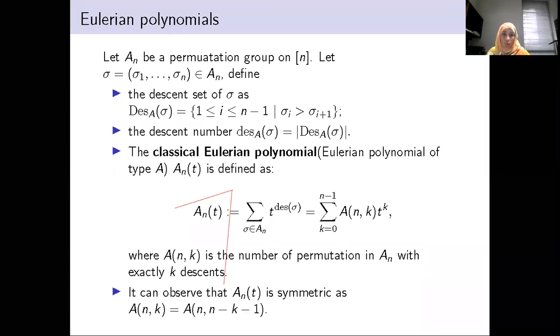And then one can notice that A n is always symmetric because of this relation. When you have a permutation with descent k, then you can take another permutation, which is n plus 1 minus sigma i. You get another permutation, and that permutation has n minus k minus 1 descents. So you have one corresponding. That's why you get this relation.